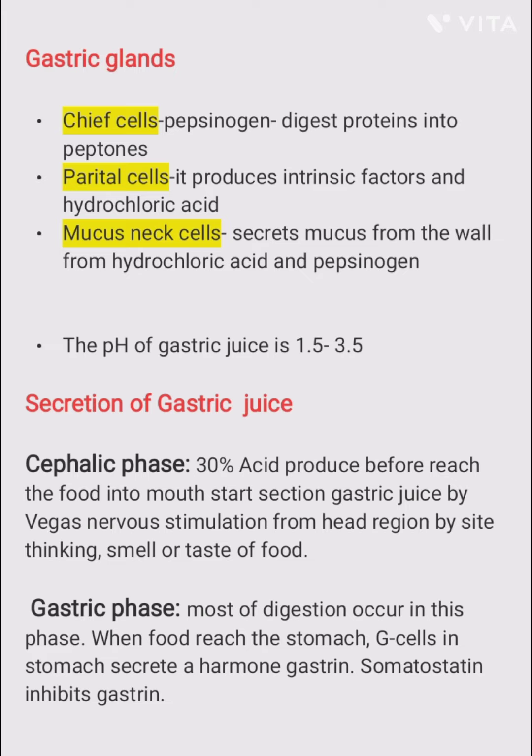The digestion process occurs in three phases. The three phases are cephalic phase, gastric phase and intestinal phase. Cephalic phase occurs when 30% acid is produced by vagus nerve stimulation when thinking about food, smell or taste of the food. Second phase is gastric phase. Most of digestion occurs in this phase. When food reaches the stomach, G cells in stomach secrete a hormone called gastrin, and somatostatin inhibits the gastrin.